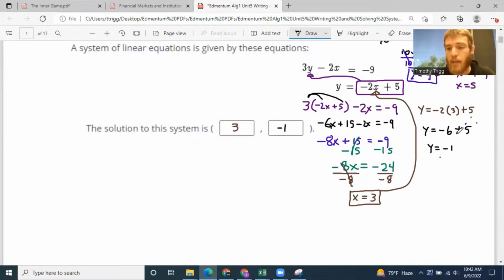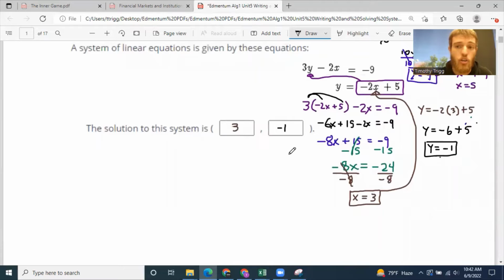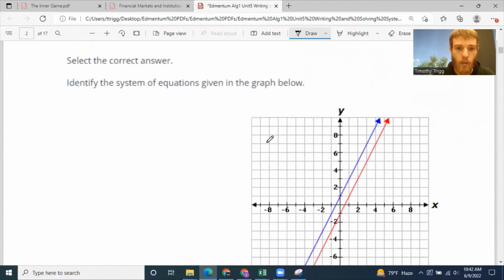In this case, when we add those, it's negative because we have more negatives. So now we have our y value. You could always check to make sure it's true by plugging into both of the original equations, replacing x with 3 and y with -1, and you should see that both produce a true statement. Let's move on to the next one.